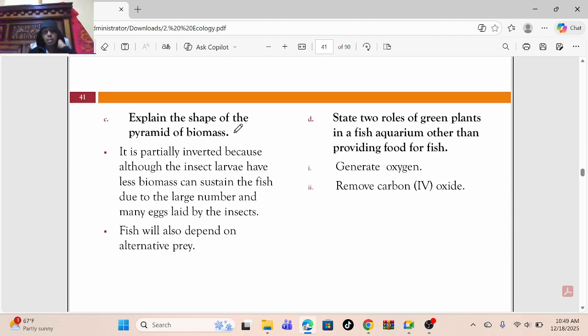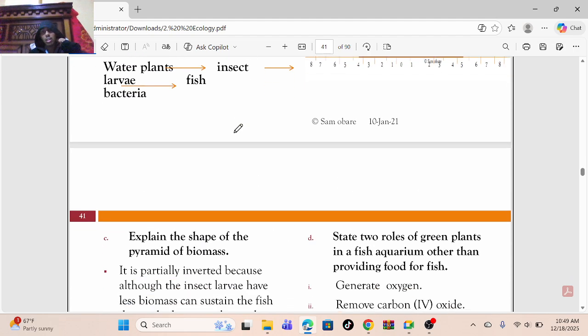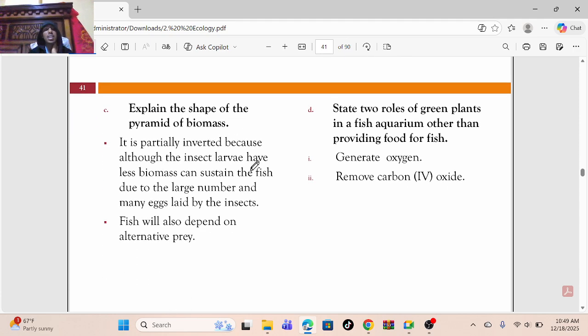Explain the shape of the pyramid of biomass. Imetoka hivi, you have to explain it. It is partially inverted because although the insect larvae have less biomass, they can sustain the fish due to large numbers and many eggs laid by the insects. So fish will also depend on alternative prey.